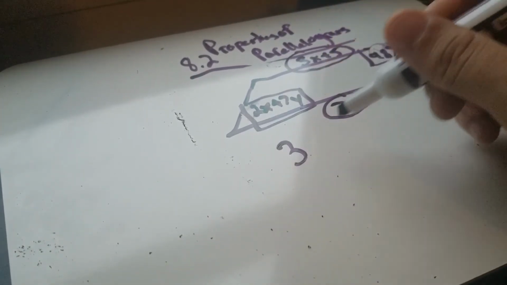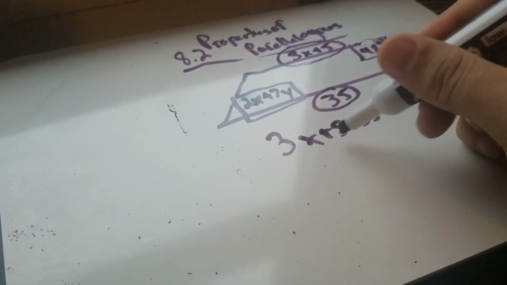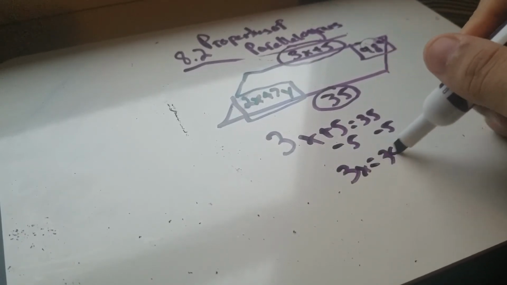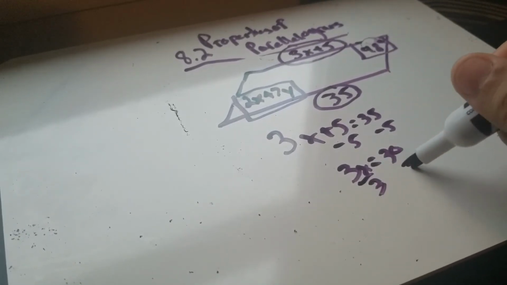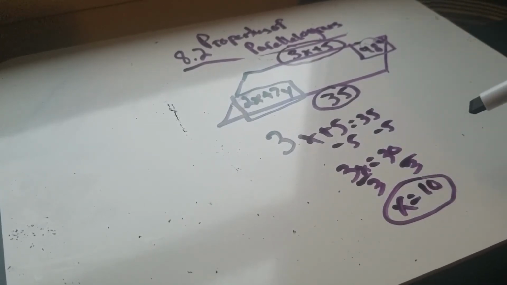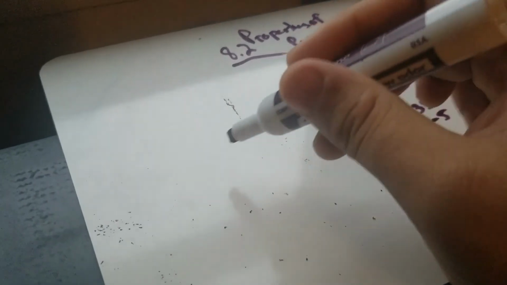So that's 3x plus 5 equals 35. I'm going to subtract 5 on both sides. So 3x equals 30. And I'm going to divide by 3 on both sides. So x equals 10. All right, I just found x. So now I could do the angle part.